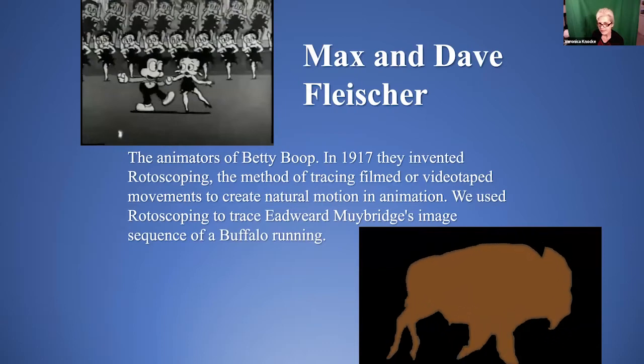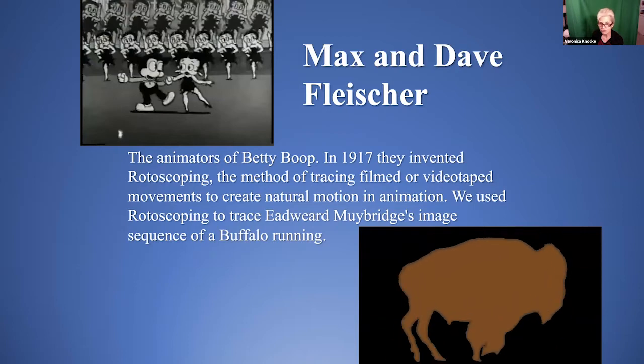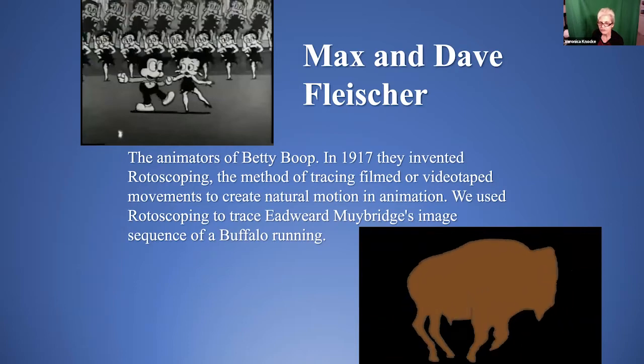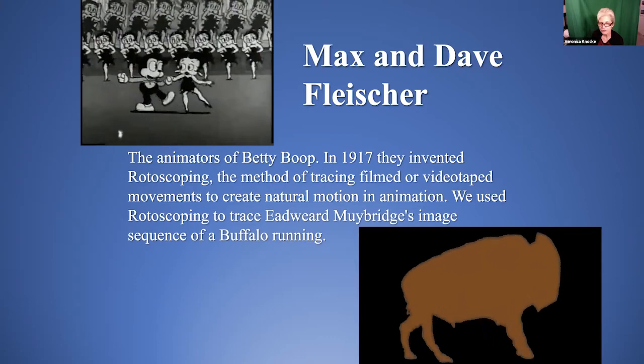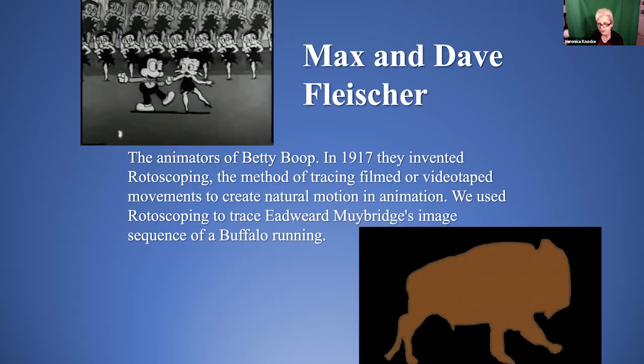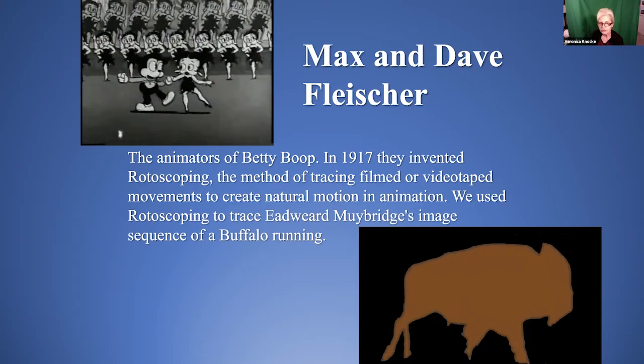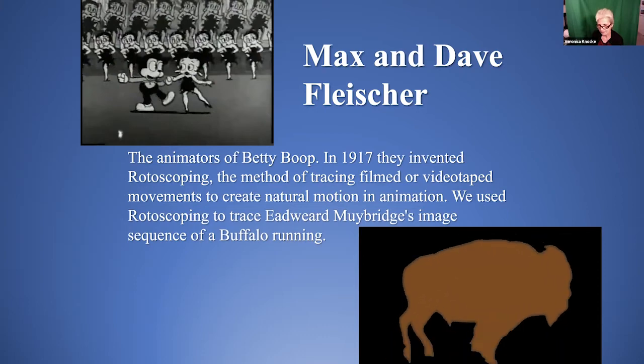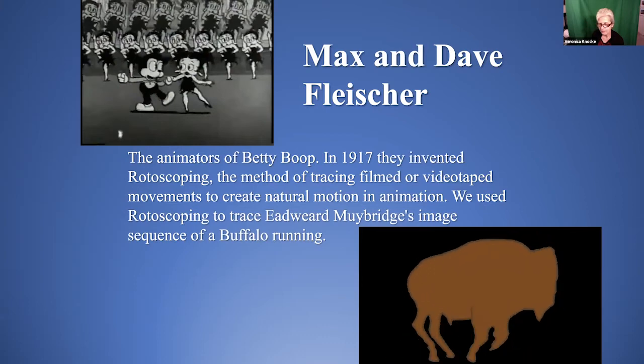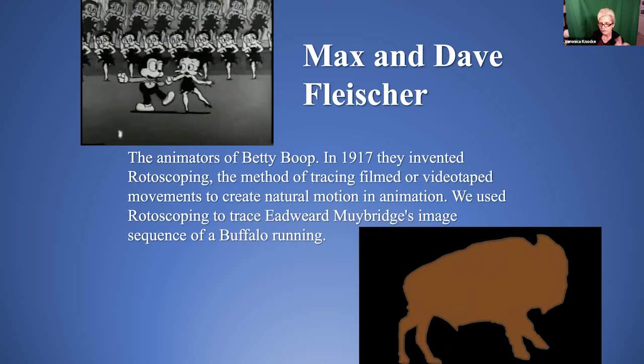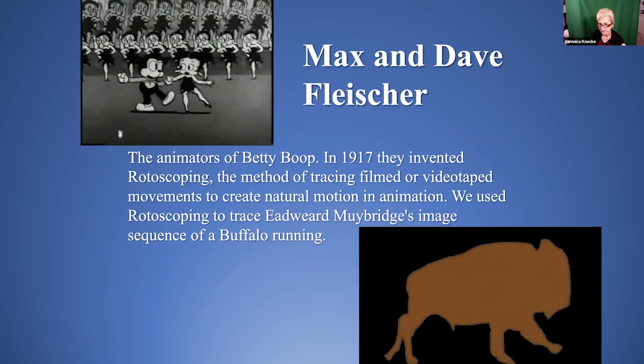In 1917, they invented rotoscoping, which is the method of tracing filmed or videotaped movements to create natural motion in an animation. We used rotoscoping to trace Eadweard Muybridge's image sequence of a buffalo running. You remember that. I would like to try to refer to things that we did in class so that it makes it easier for you to remember them when you're taking the test.